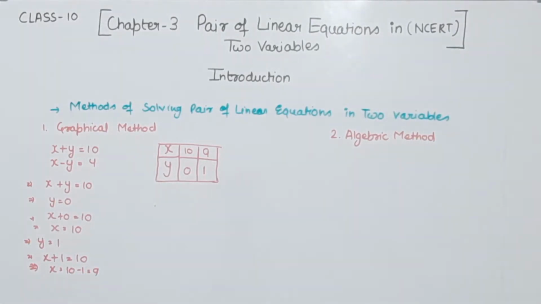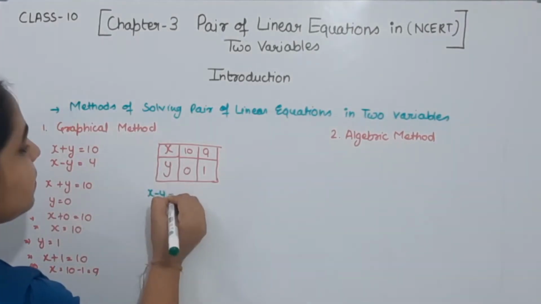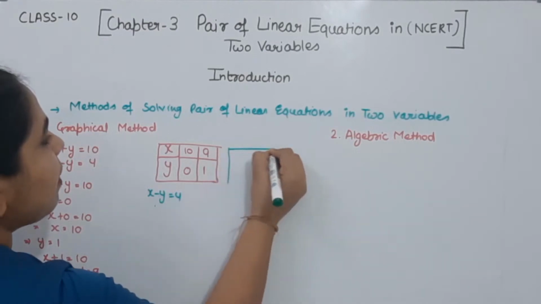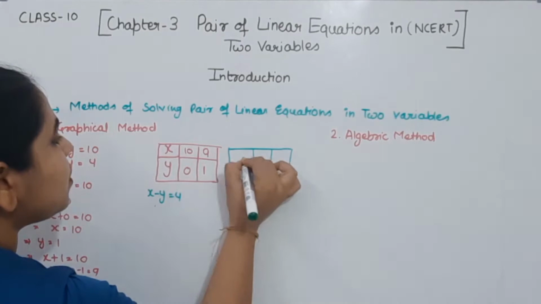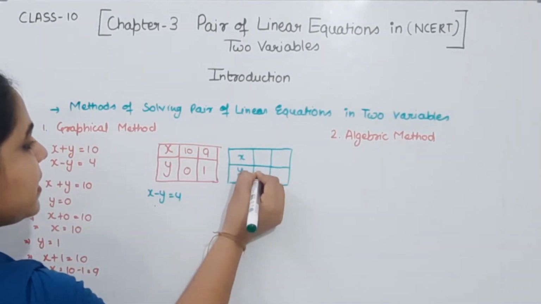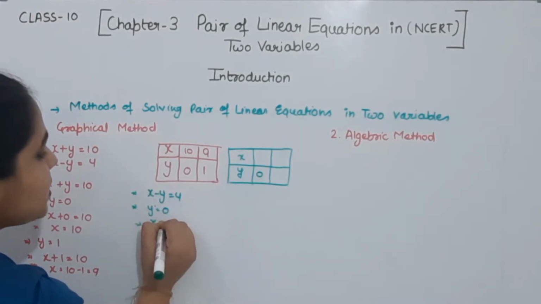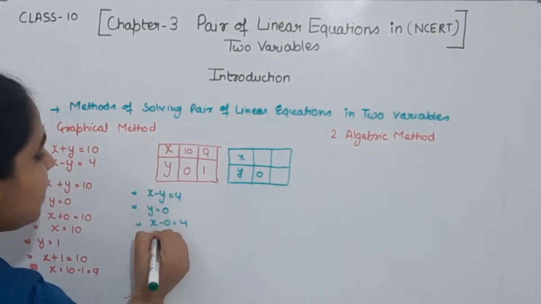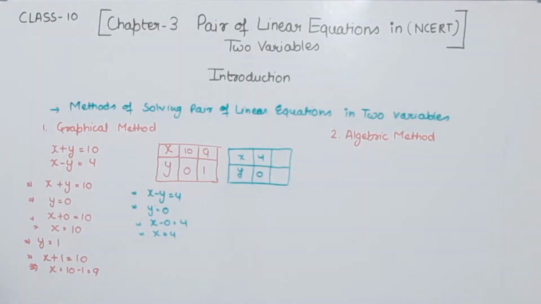Now we have to find the solution for the second equation. The second equation is x minus y equal to 4. Now we have to find two values of x and y for making the graph. So here I am taking y equal to 0. Then x minus 0 is equal to 4, so x is equal to 4.